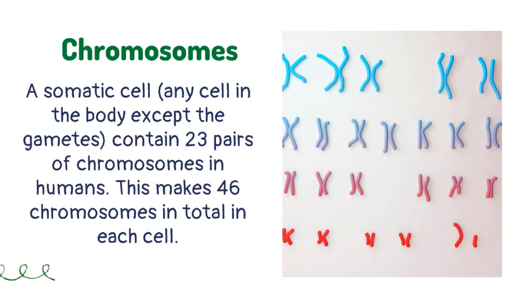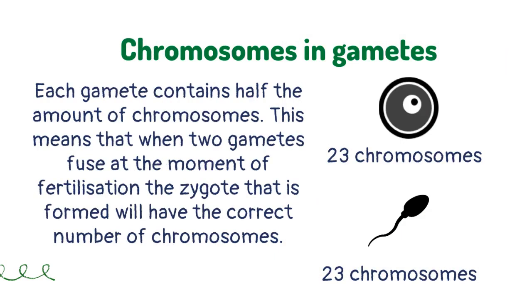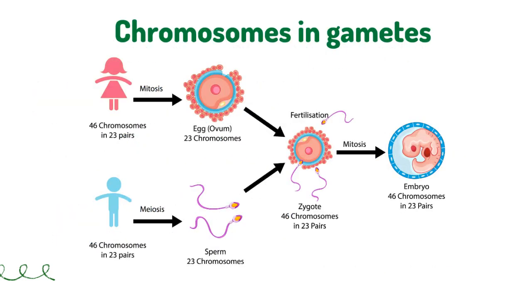A somatic cell is any cell in the body except the sex cells, and these cells all contain 23 pairs of chromosomes in humans. This makes 46 chromosomes in total in each cell. Each gamete contains half the amount of chromosomes. This means that when two gametes fuse at the moment of fertilization, the zygote that is formed will have the correct number of chromosomes. When gametes combine, the resulting zygote has the correct number of chromosomes for that organism.